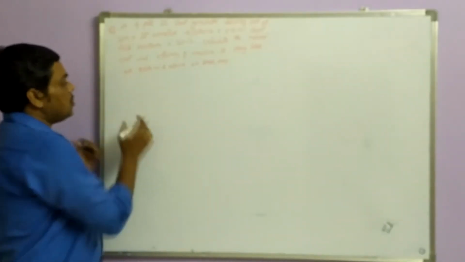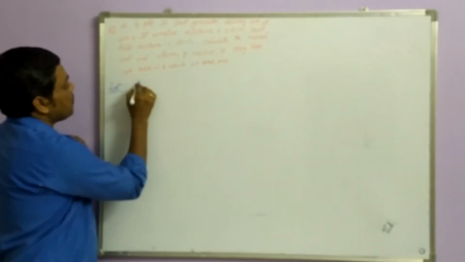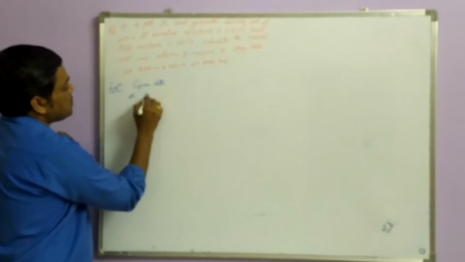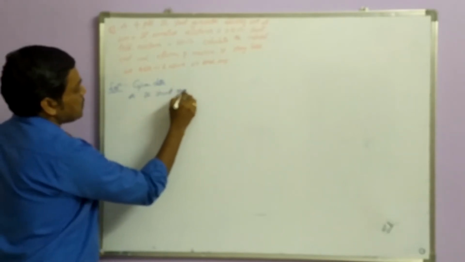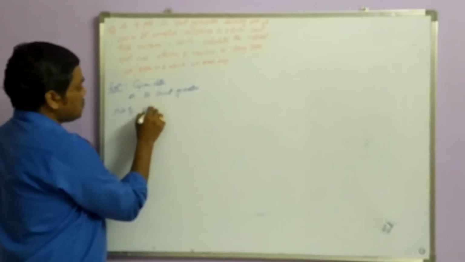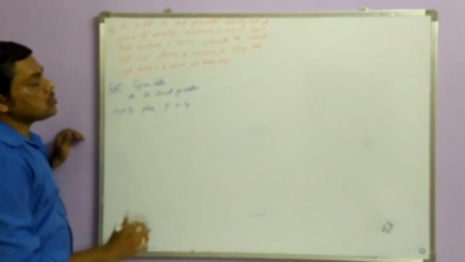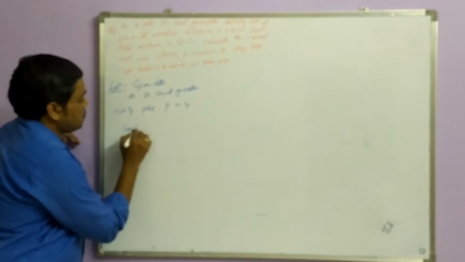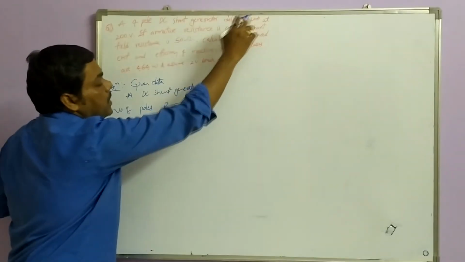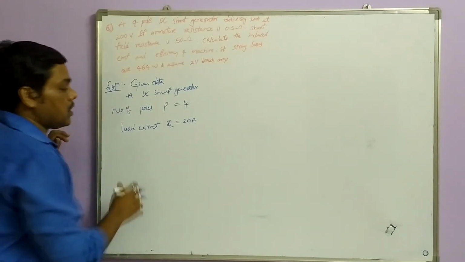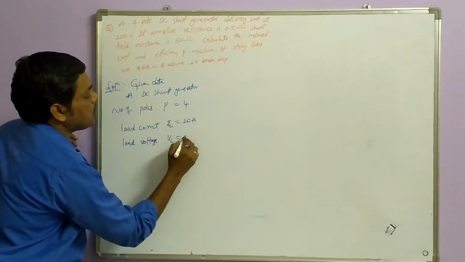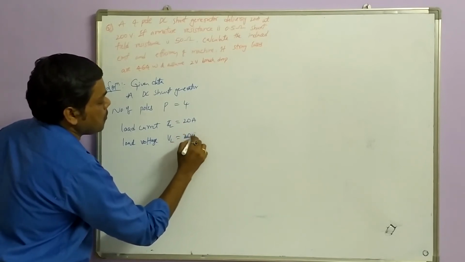Now, for the solution, write the given data first. A DC shunt generator having number of poles, how many? 4 poles. Load current: the load current IL is equal to 20 amperes. Delivering means output power, and output is nothing but load current and load voltage, which is VL equal to 200 volts.